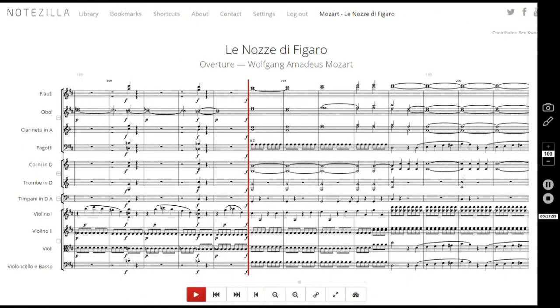Objective 1.11 talks about ledger lines above and below the staff. For this one, I have The Marriage of Figaro by Wolfgang Amadeus Mozart. Let's listen to just a little bit of the middle of this piece.